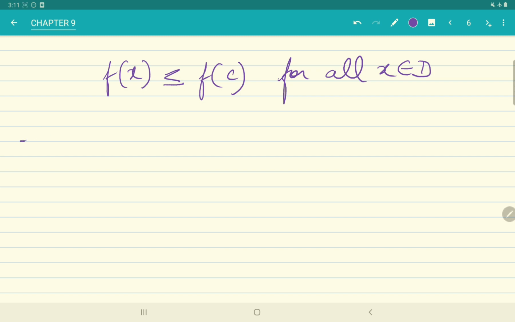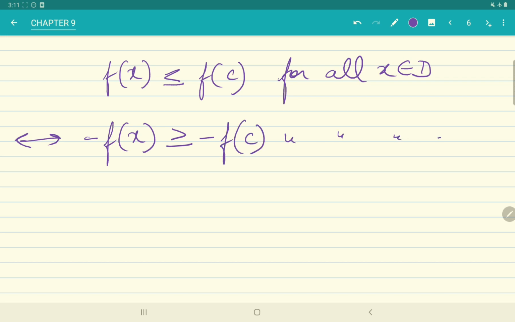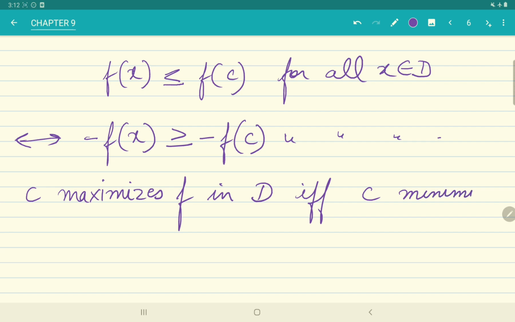This is if and only if minus f of x is greater than or equal to minus f of c for all x belonging to D. What I mean to say here is that c maximizes f in D, and this is if and only if c minimizes minus f in D. So I can write that c maximizes f in D if and only if c minimizes minus f in D. I'll show one diagram.